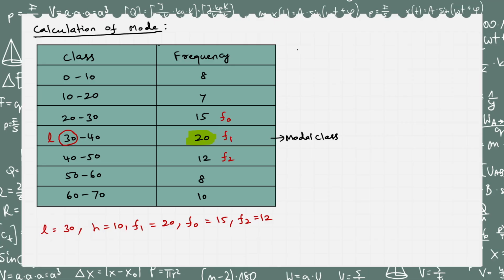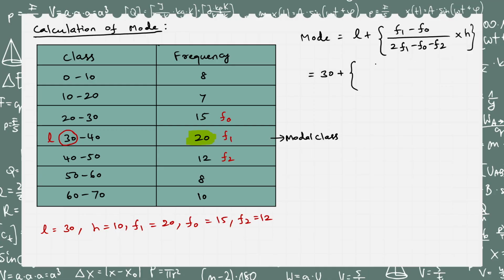And about the formula of the mode equal to L plus (F1 minus F0) by (2F1 minus F0 minus F2) into H, right? So 30 plus F1 is 20 minus F0 is 15, divided by 2 times F1, which is 2 times 20, which is 40, minus F0 is again 15 and F2 is again 12, into H is 10. Okay, so let us simplify this further.